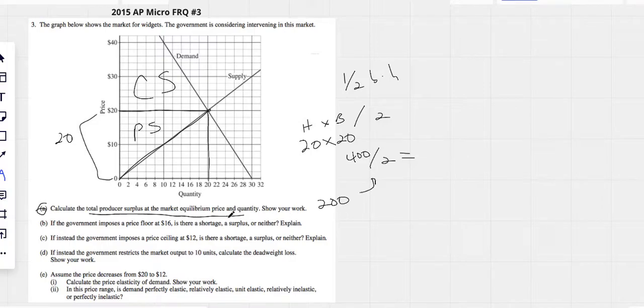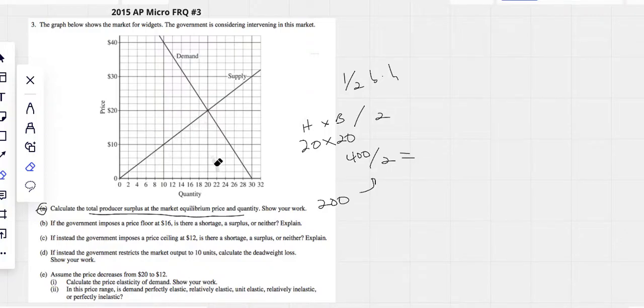Show your work. If the government imposes a price ceiling, or price floor at $16.